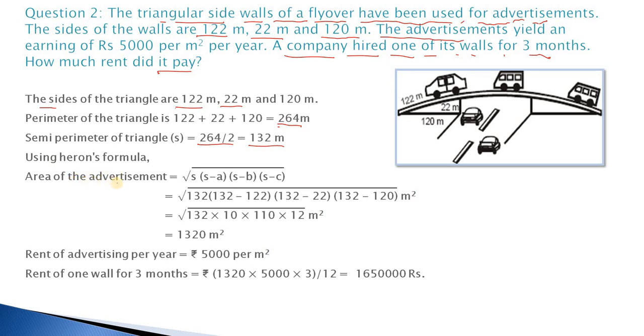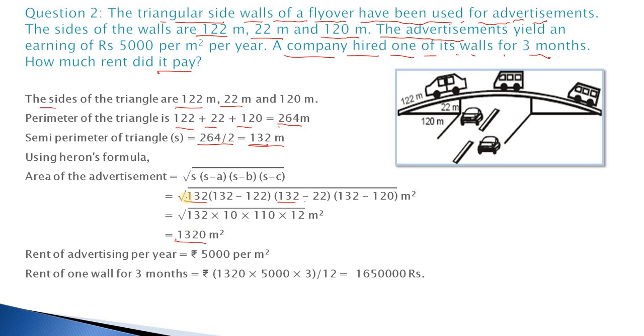Using Heron's formula, for the area of the advertisement, we put the values of s, a, b and c. Putting the values, we calculate s as 132, 132 minus 122, 132 minus 22 and 132 minus 120 meter square. Further solving, we get 132 into 10 into 110 into 12. We can write it as 1320 meter square, the area of the advertisement wall.